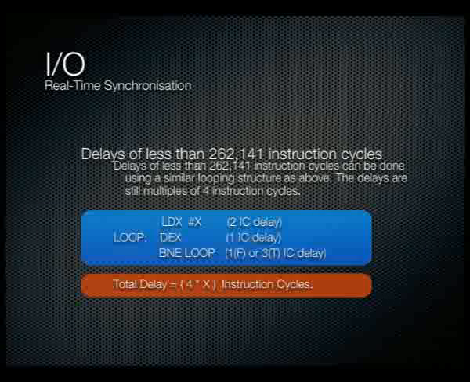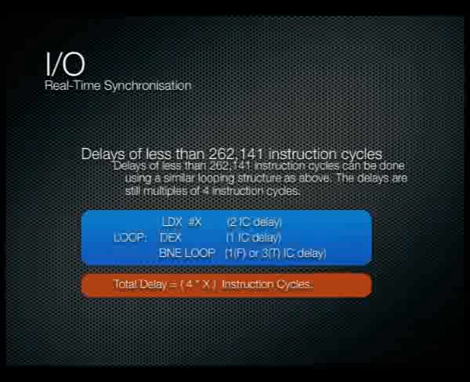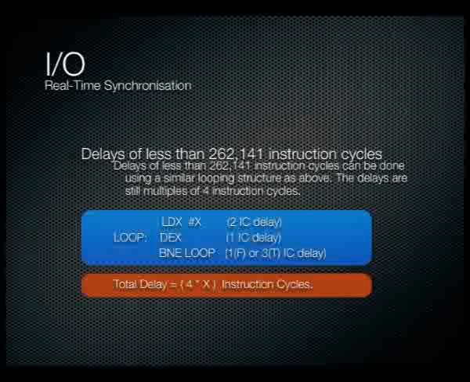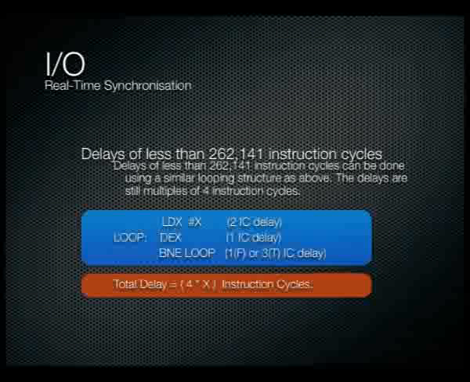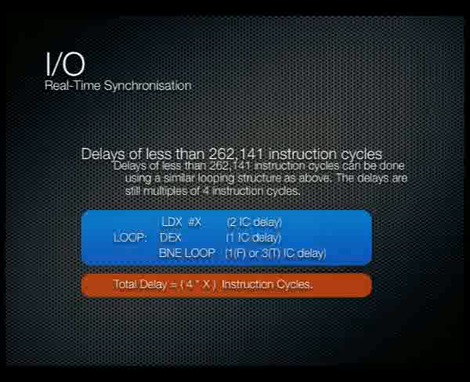If we want slightly bigger delays, less than 262,000-ish instruction cycles, then we can simply do the same structure we did before, but now we'll use a slightly bigger register. So instead of using an 8-bit register, we'll simply use a 16-bit register. That means we can now have a larger value for that X parameter. One thing you've got to take into account here is that when you load the index register X, it takes 2 instruction cycles. And then when you decrement, it takes 1.